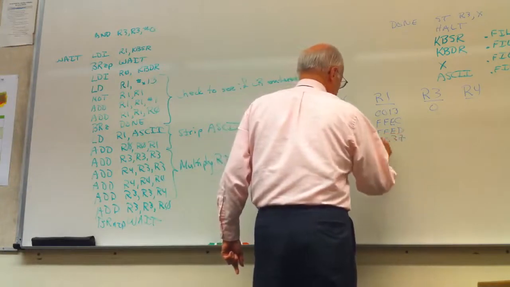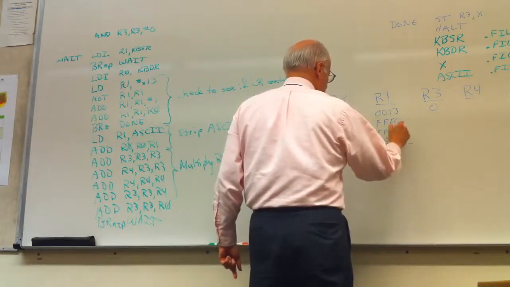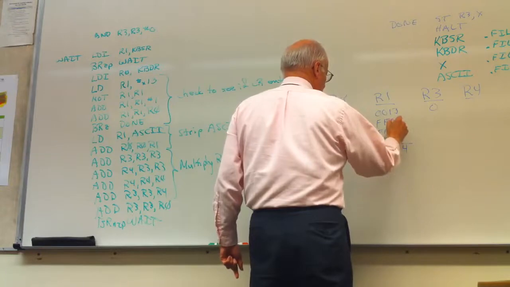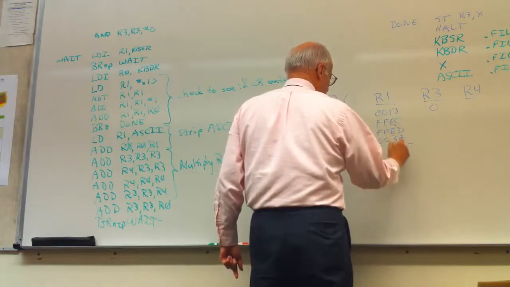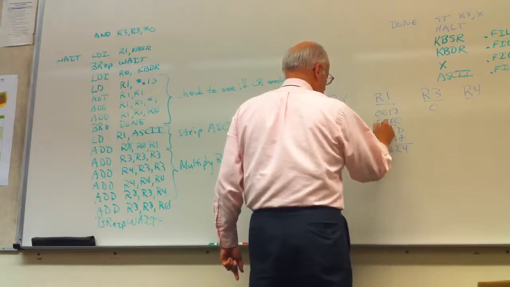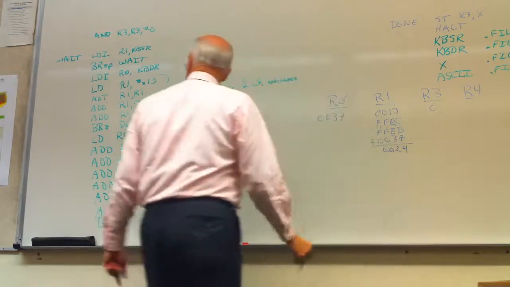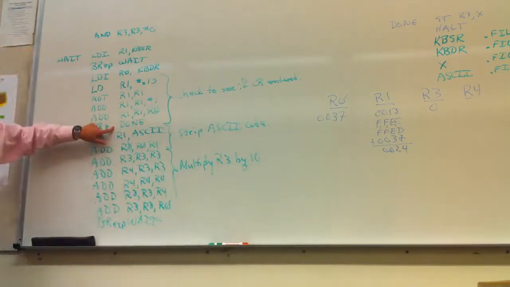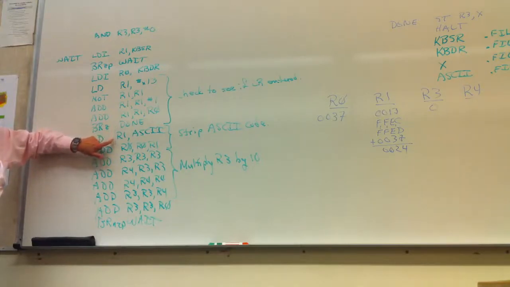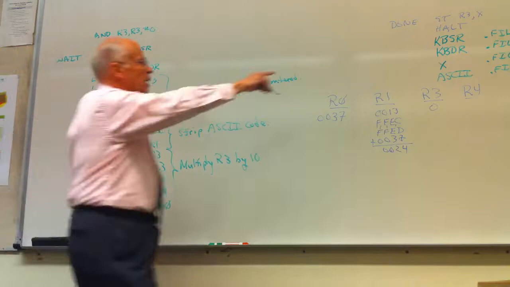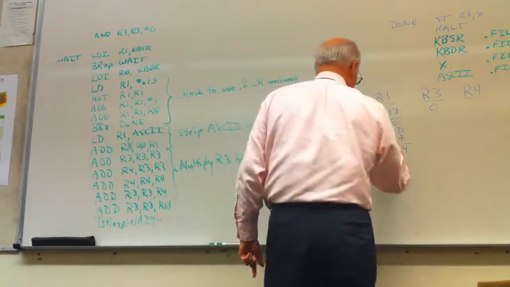0, 0, 3, 7. 13 and 7 is 20, that's 1, 4. 15 and 3 is 18, that's 1 times 16 plus 2, 0, 0. Doesn't really matter what the result is, it's not 0. So I do not take this branch, I come down to here. So now I scrub out that result and replace it by this FFD0.